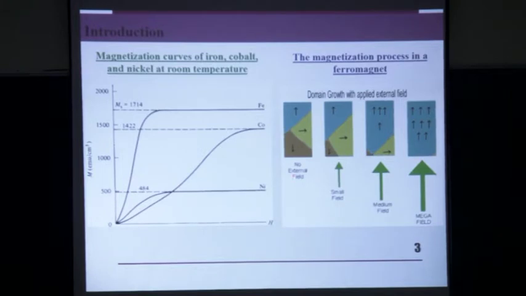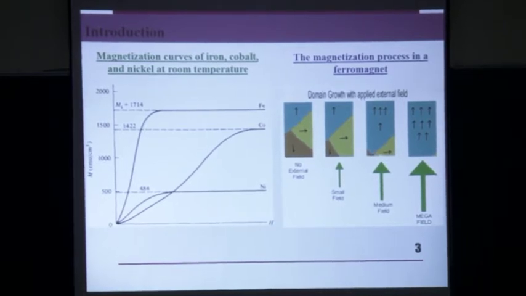And you recall from earlier lecture that as you apply the field, the domains move in such a way that those which are aligned in the direction of the field can become larger, and those which are not aligned in the direction of the field shrink and then disappear. Okay, so this is the explanation for the BH curve.